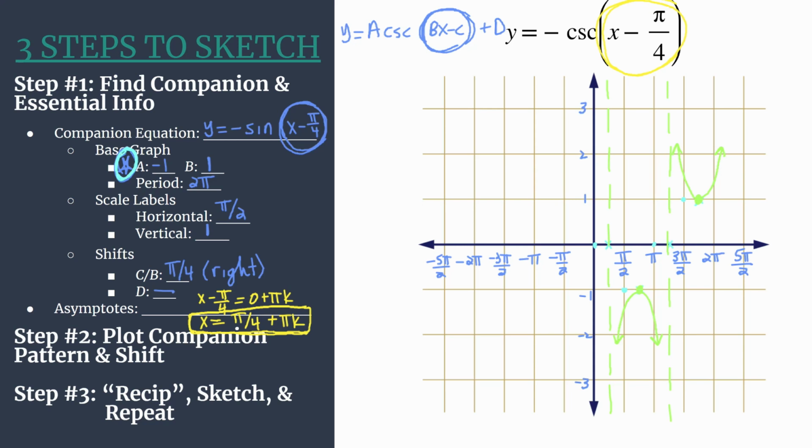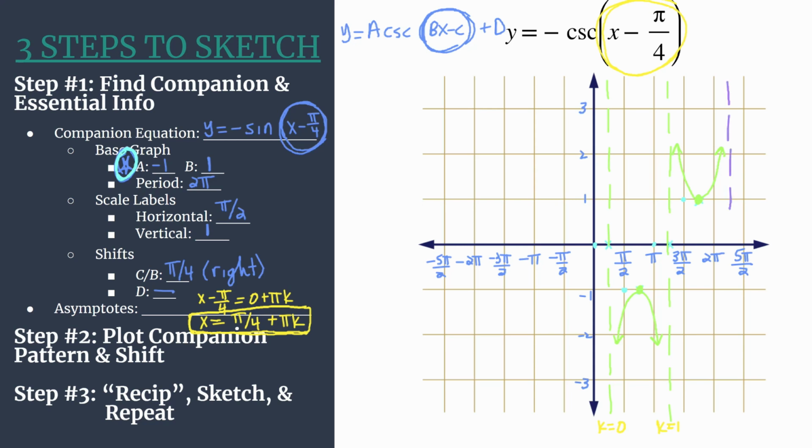Before we repeat this pattern, notice that these two asymptotes that we've sketched in for this cycle of the graph are ones that we predicted with our asymptotes equation. When we let k equal 0, we got this asymptote here at pi over 4. And when you let k equal 1, you get this asymptote at 5 pi over 4. So now let's simply repeat this pattern.